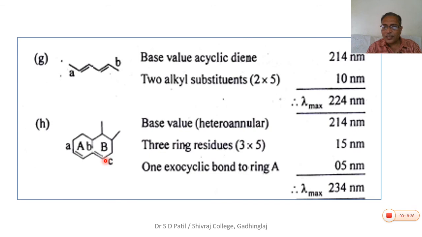So these three ring residues make an increment of 15, and there is one exocyclic bond to ring A. So this is ring A. To ring A there is one exocyclic bond, which is a double bond in ring B. So an exocyclic bond to ring A gives an increment of 5 nanometers. So the total comes to be 234 nanometers.